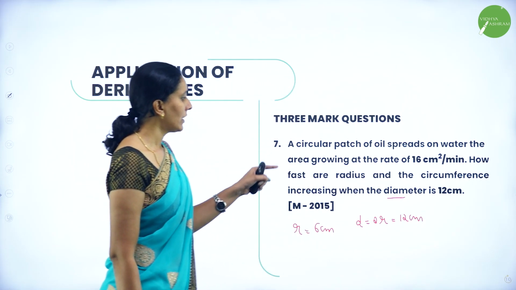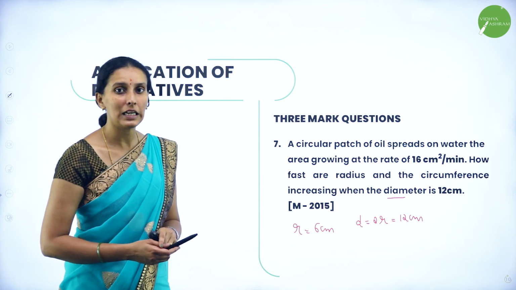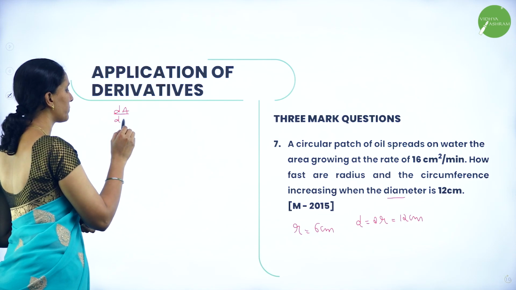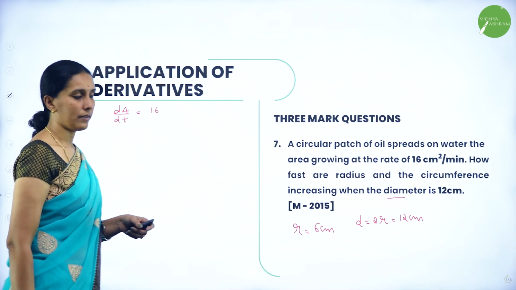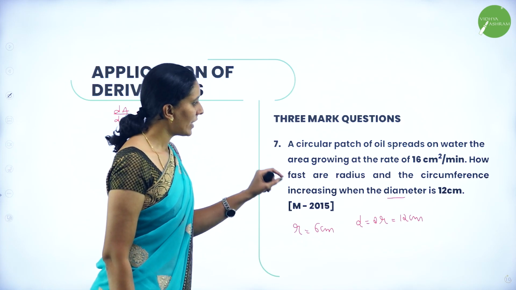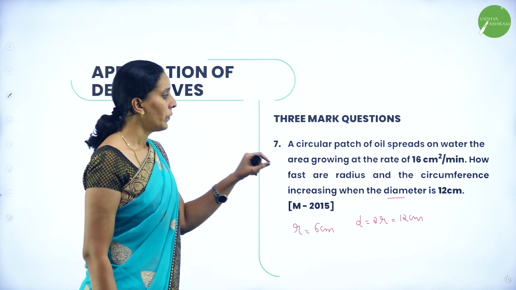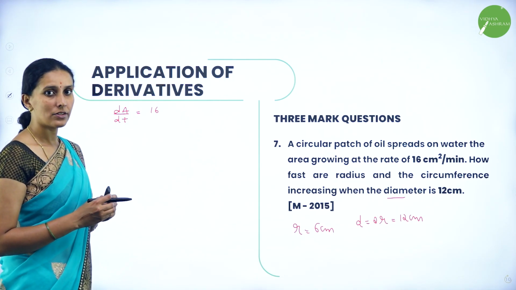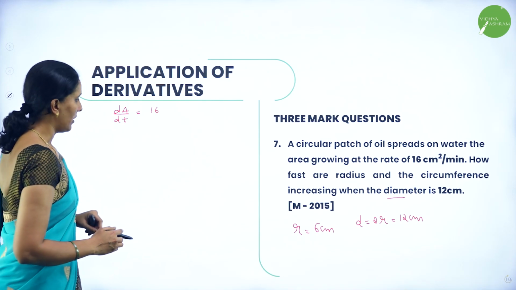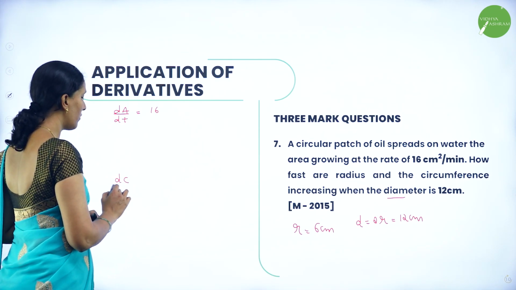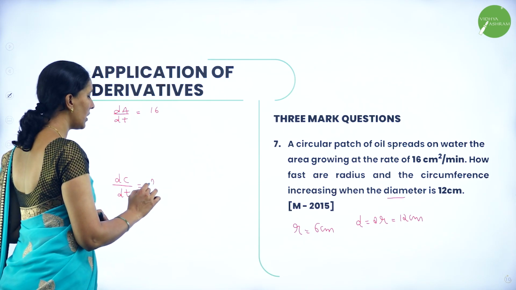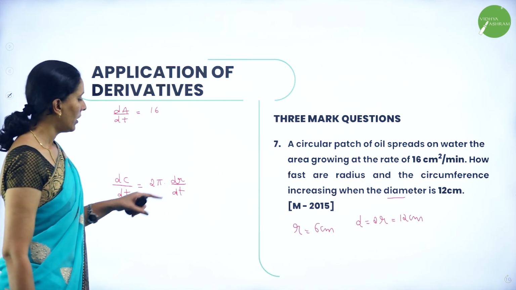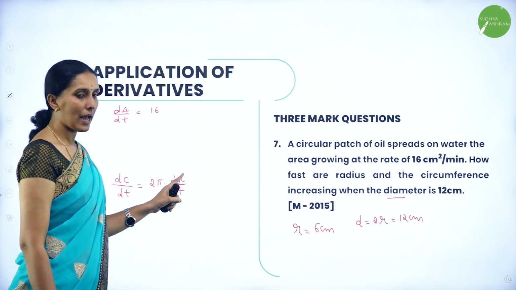Now they have given that the area is growing at the rate of 16 centimeter square per minute. That means they have given the change in area, that is 16. Next, how fast are the radius and the circumference increasing when the diameter is 12 centimeter? So let's see the circumference of the circle now. The change in circumference is dC by dt, which is equal to 2 pi into dr by dt, because we have 2 pi r here.